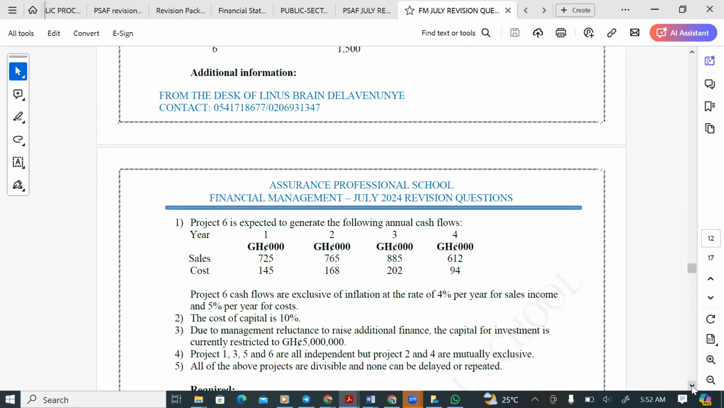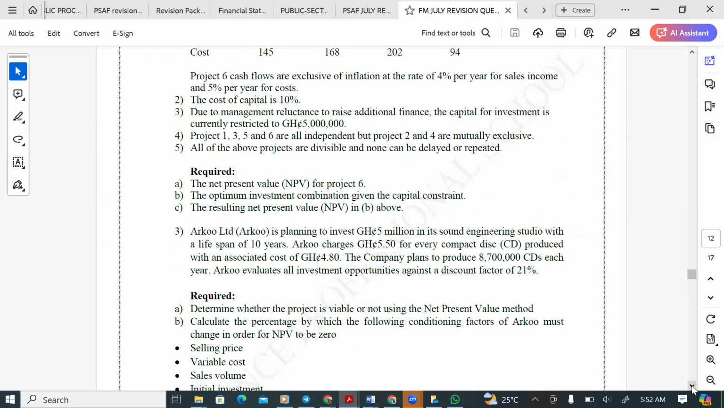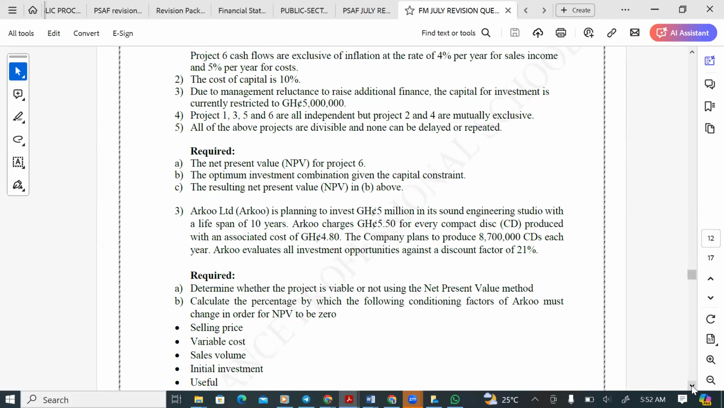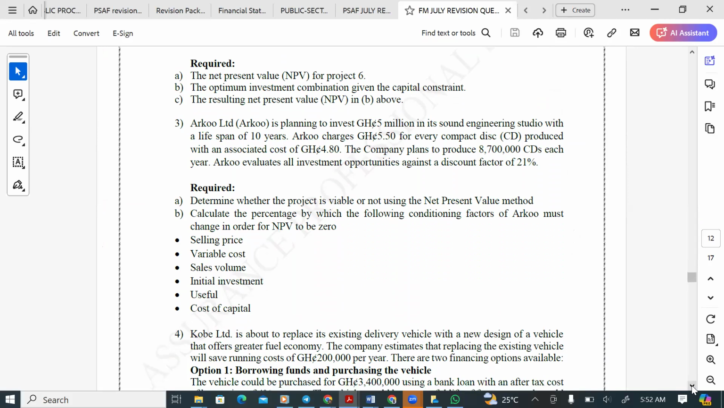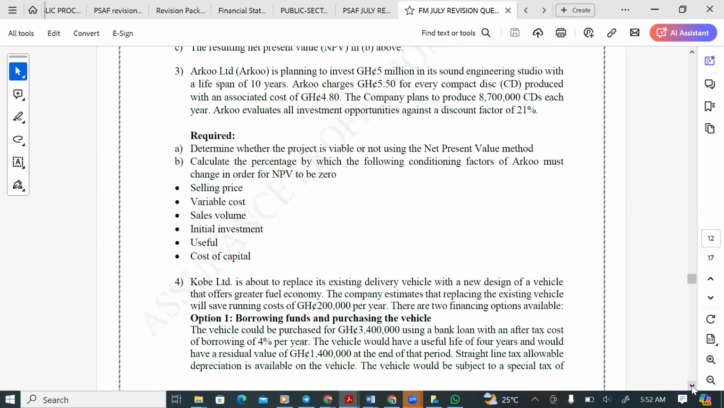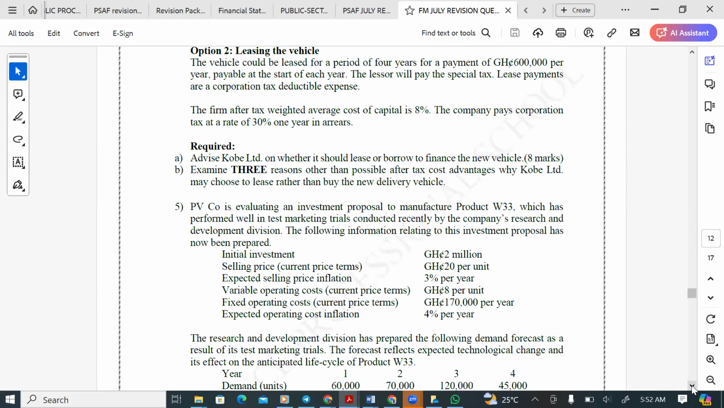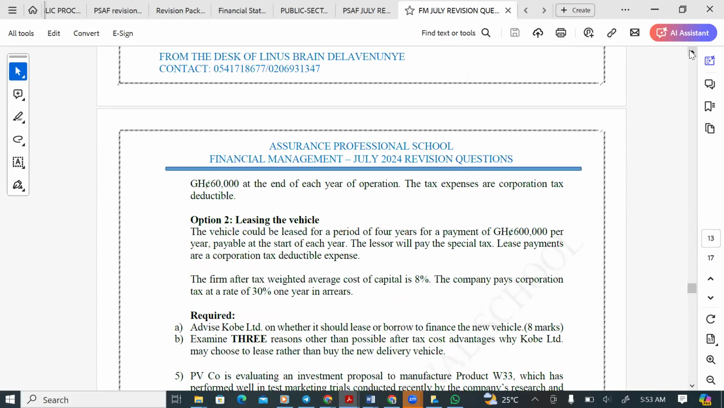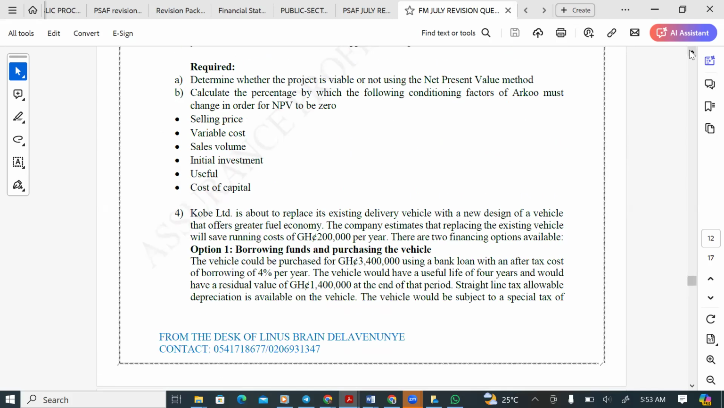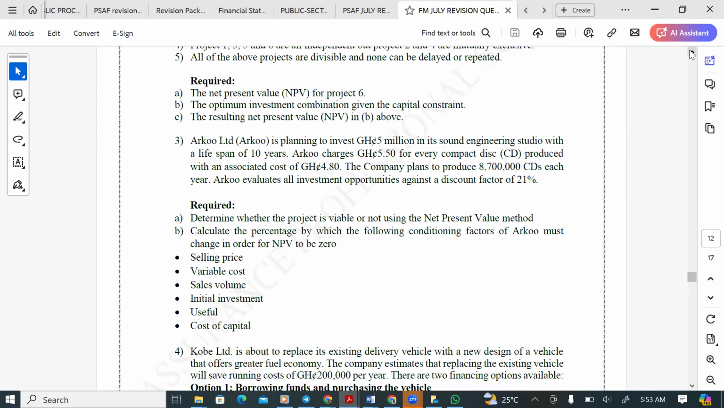Okay, let's pick the issue about sensitivity analysis, which they examine under the FM. We look at the asset replacement, the leasing. So we have done the replacement already. We have done the capital rationing. We are coming to do the sensitivity analysis, then the lease or buy. Those are the advanced ones. So if you have time, we can look at question number 5 to do everything now on the NPV. So question number 3.